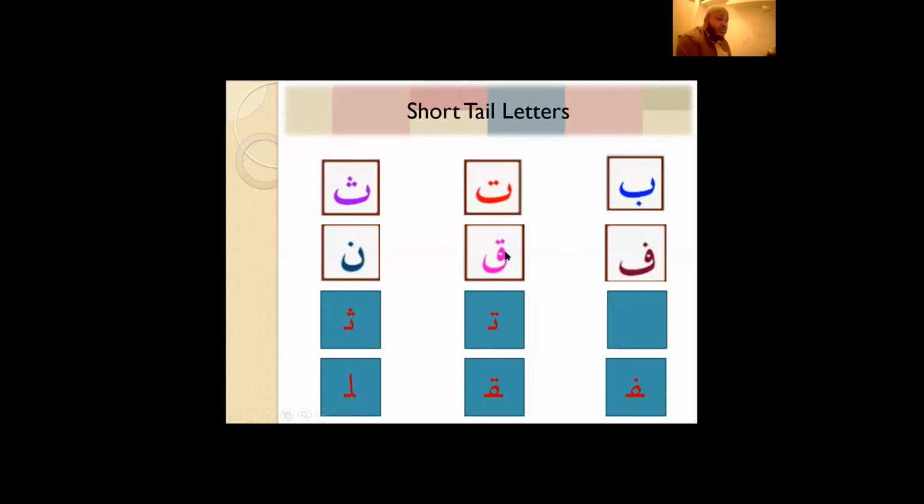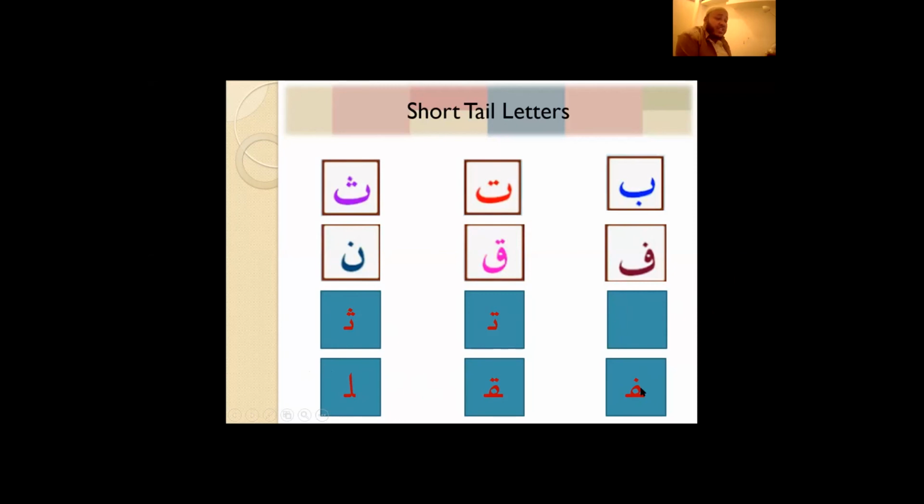applies to the qaf and the fa. Okay? Now the noon, this isn't noon, this is lam. This is completely wrong. But the noon will look similar to tha and ta. I want you to correct this, inshallah, in your books, how noon should look like. And I want you to do ba. That empty space is left there on purpose. How ba should look like and how noon should look like.